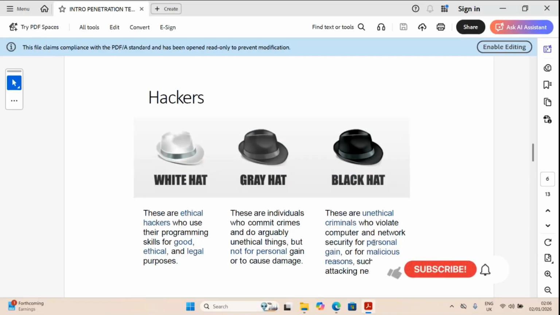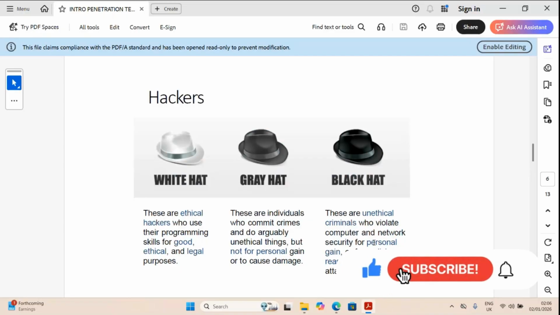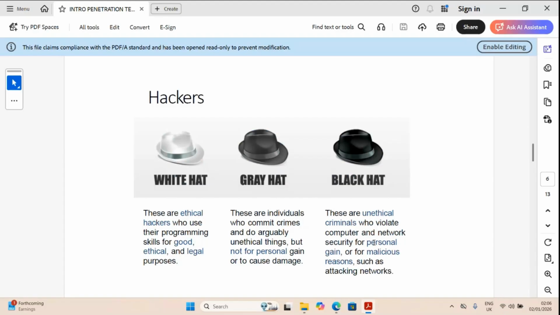Now, let's talk about hacker classes. We have the first one to be the white hat. These are ethical hackers who use their programming skills for good, ethical, and legal purposes.